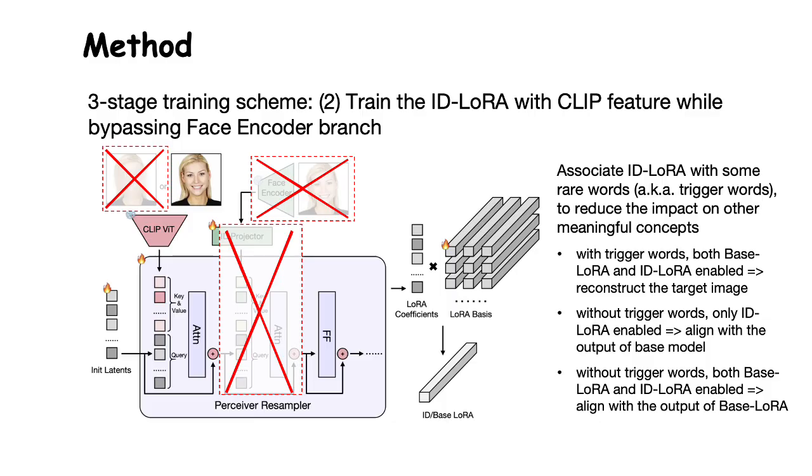During the training, we associate ID LoRA with some rare words, also known as trigger words, to reduce the impact on other meaningful concepts. We let the training target of each iteration be randomly selected from the following cases. 1. If the text prompt contains trigger words, and both base LoRA and ID LoRA are enabled, it aims to reconstruct the target image. 2. If the text prompt does not contain trigger words, and only ID LoRA is enabled, the target is to align with the output of the base model. 3. If the text prompt does not contain trigger words, and both base LoRA and ID LoRA are enabled, the target is to align with the output of base LoRA.